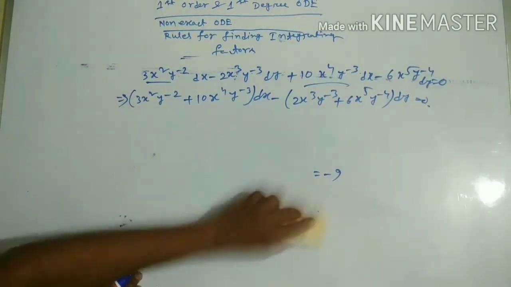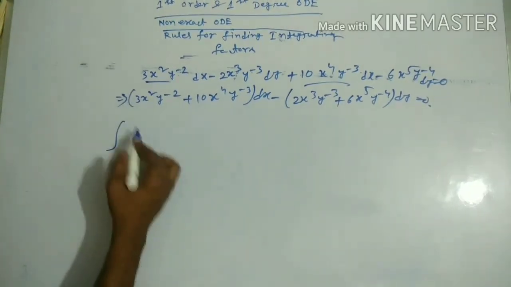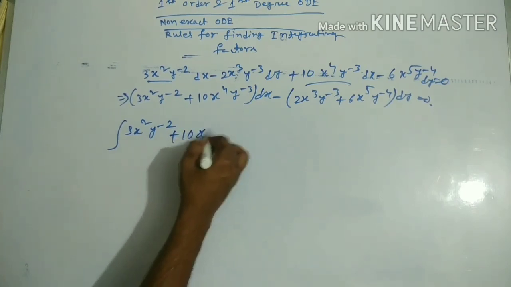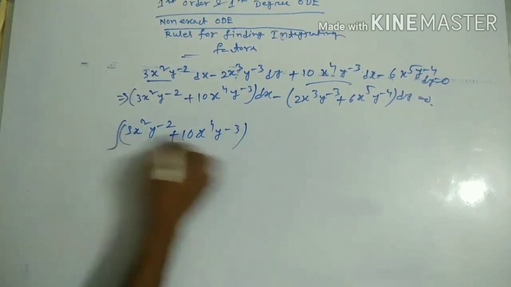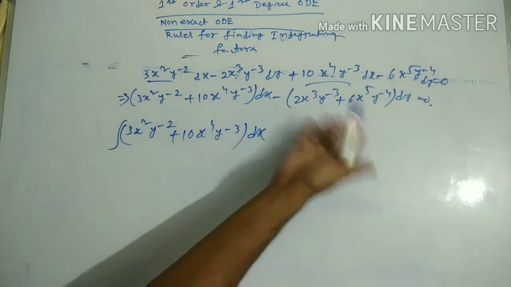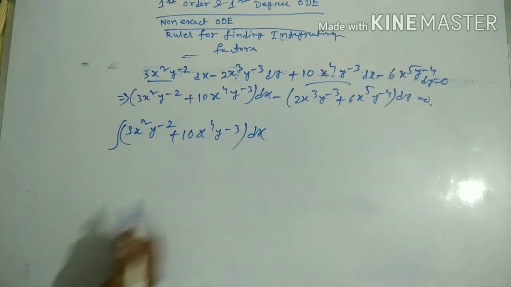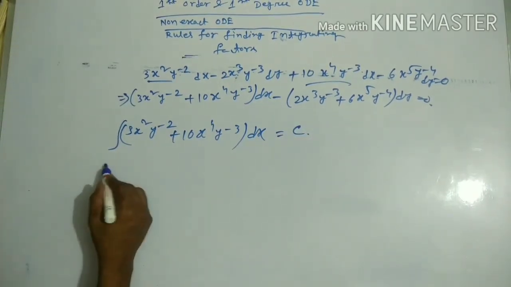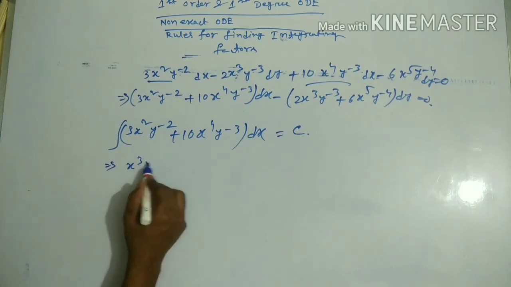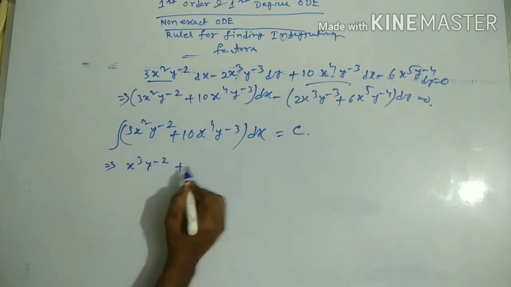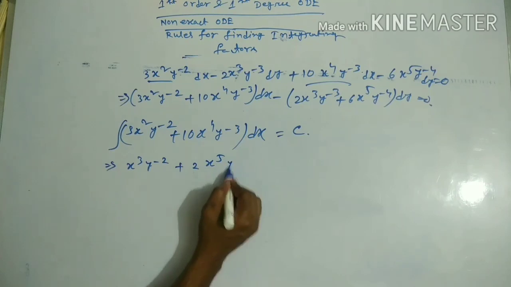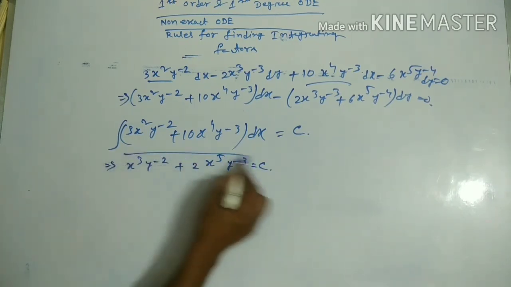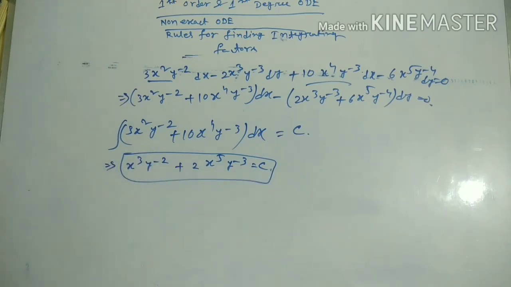So for solving, integration of M dx, 3x square y to the power minus 2 plus 10x to the power 4 y to the power minus 3 dx, and in N both the terms contain x, so we will not take the terms of N. This is equal to c. Okay. So after integrating, x cube y to the power minus 2 plus 2x to the power 5 y to the power minus 3 equal to c. Okay. So this is the general solution of the given ODE.